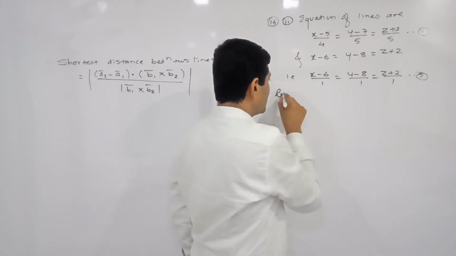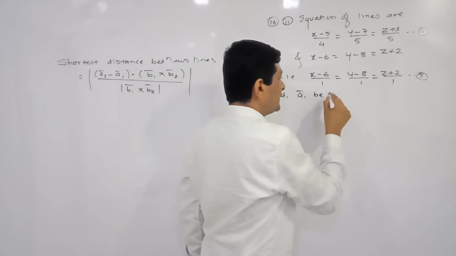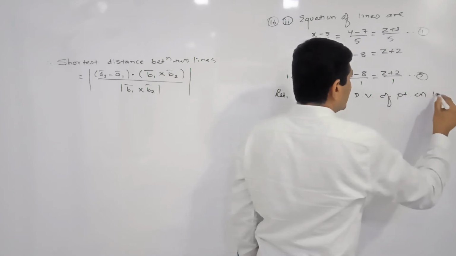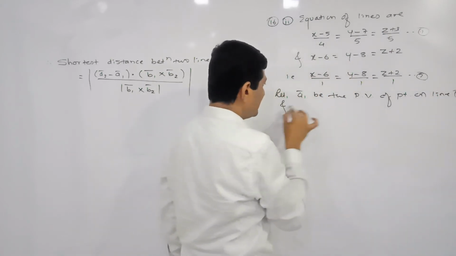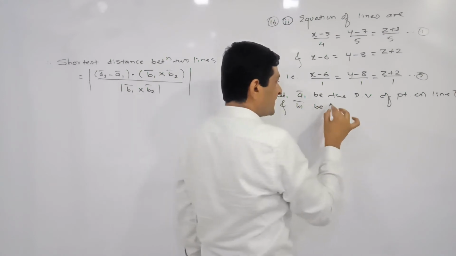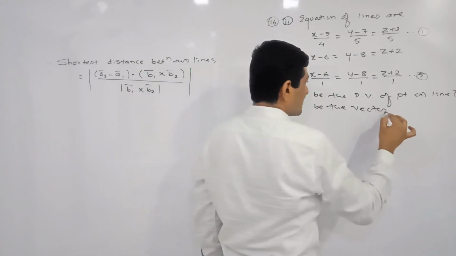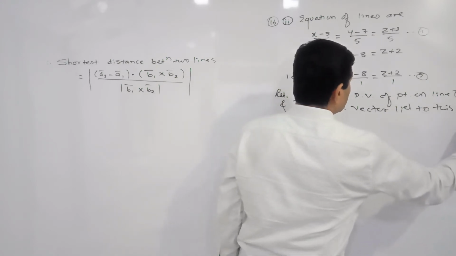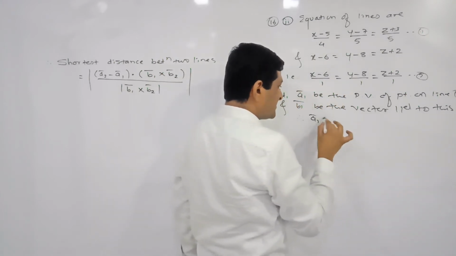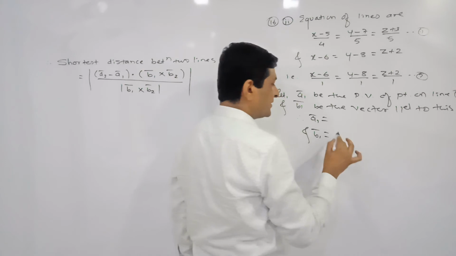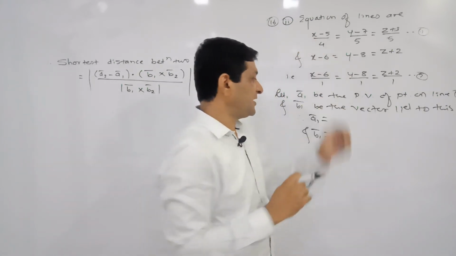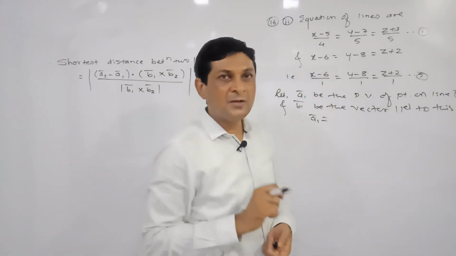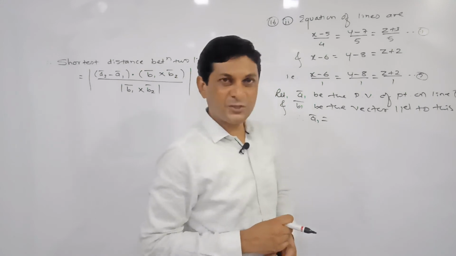So let a1 bar be the position vector of a point on the first line, and b1 bar be the vector parallel to this line. Okay, parallel to this line. So therefore a1 bar is equal to and b1 bar is equal to. So if you observe this equation, from this equation we are able to find the coordinates of a point on the line. Once the coordinates are known to us, we are able to find its position vector also.